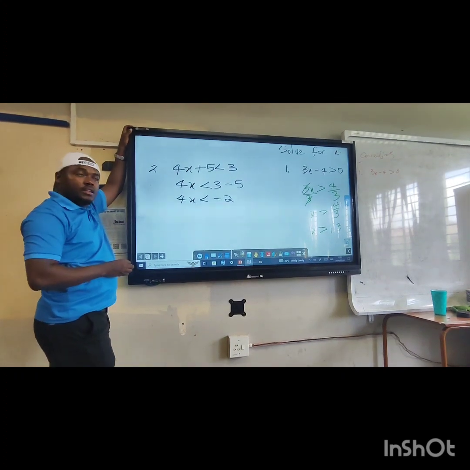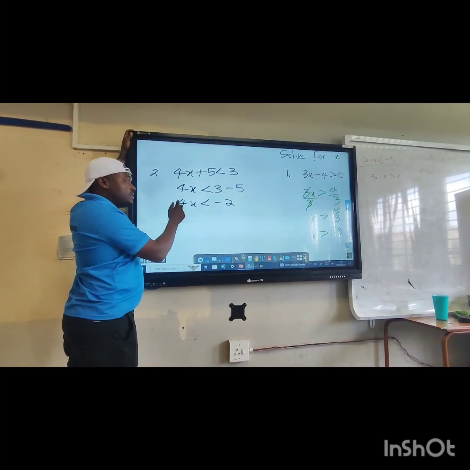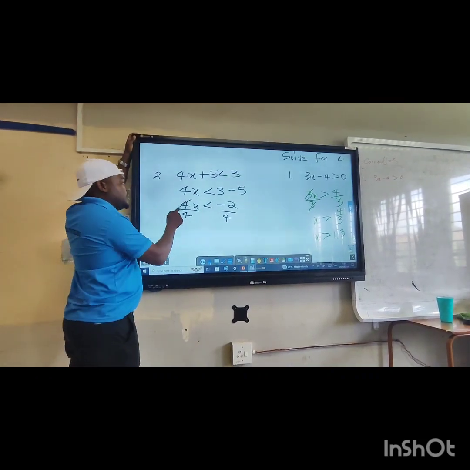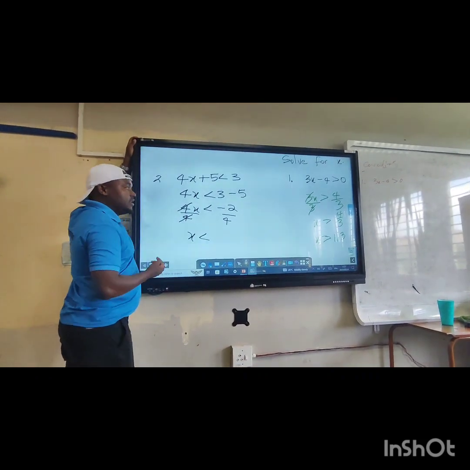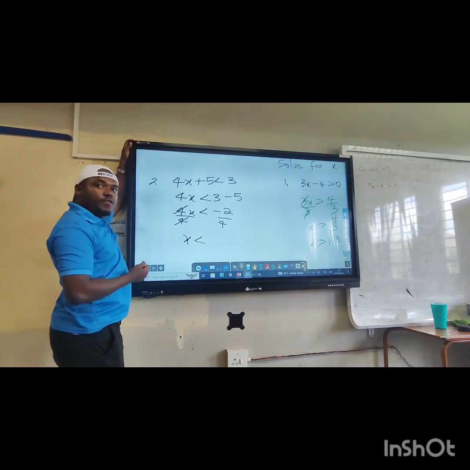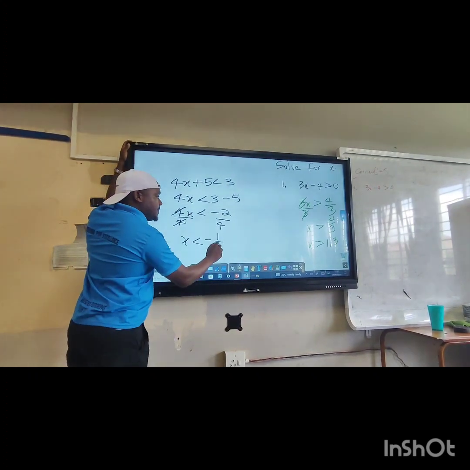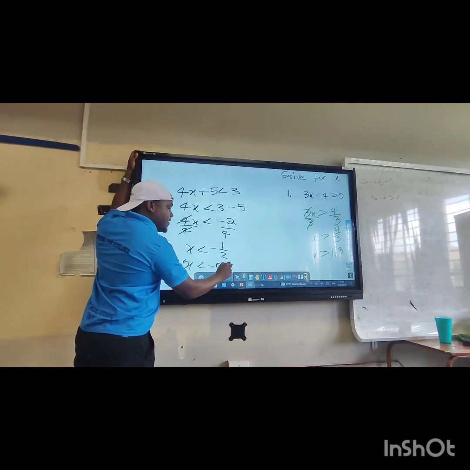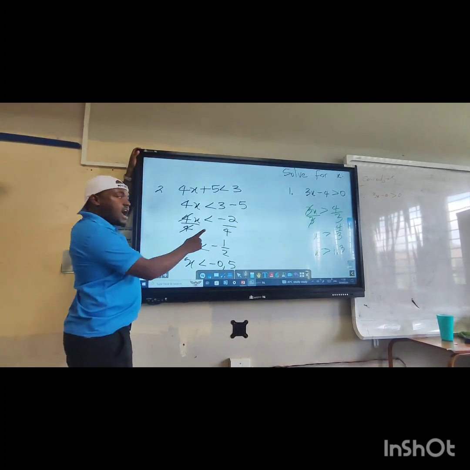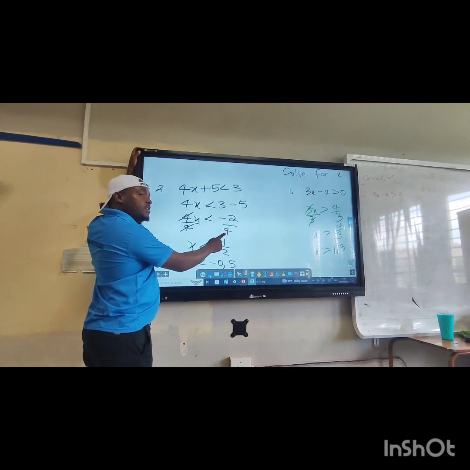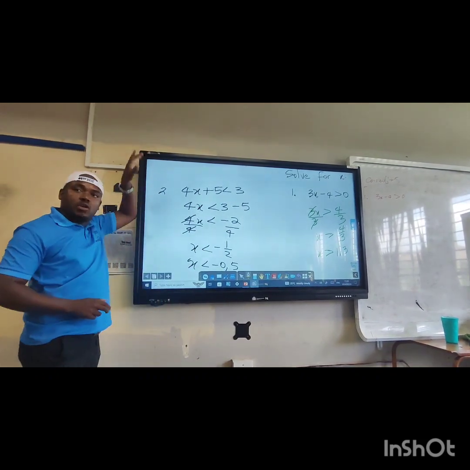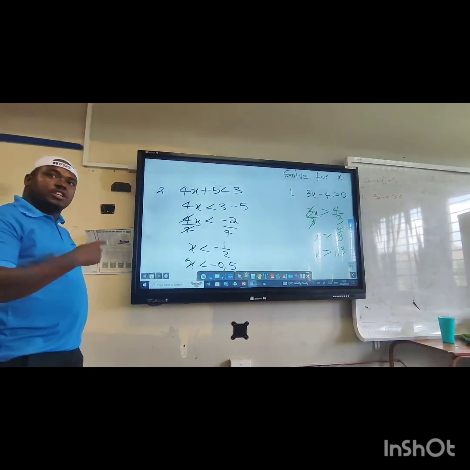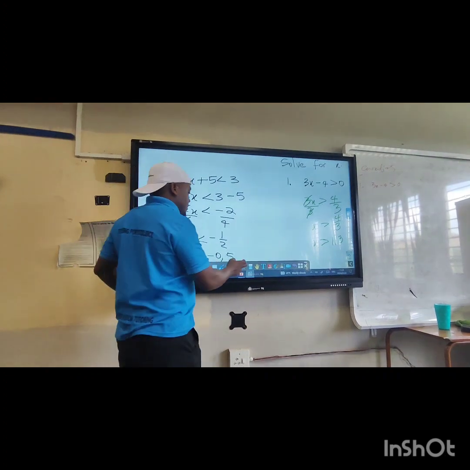-2. Correct? Yes. Then you will divide both sides by 4. Is 4 positive? Positive. They cancel on the left. Then -2 over 4. What does it become? -half or -0.5. So check. I was having a negative, but I divided by a positive, so I don't change the inequality sign. But if I had divided by a negative, I was going to change the inequality sign. You get what I'm saying?